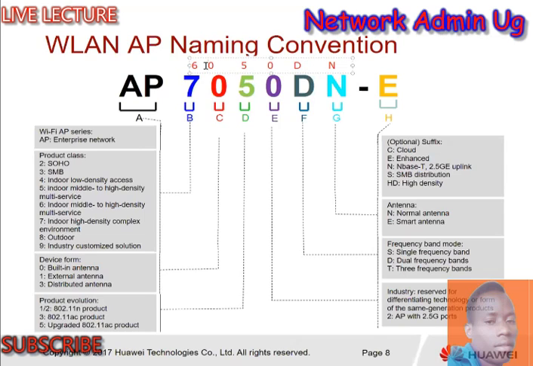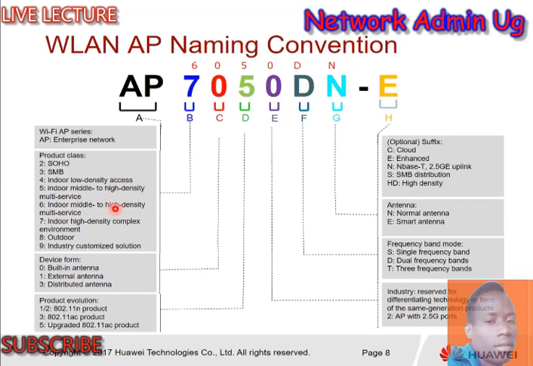Okay, that is the 6050DN. By looking at the number of that access point, I can just say 6 lies here. So that means that is an indoor access point. By just looking at 6 here, I just have to follow here, meaning that is an indoor middle.